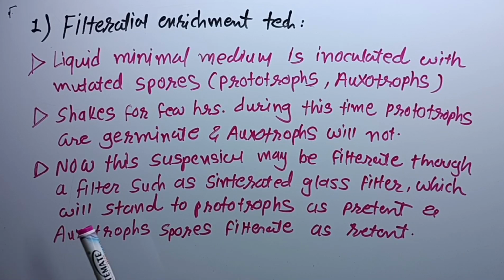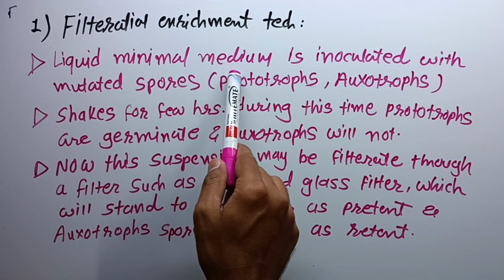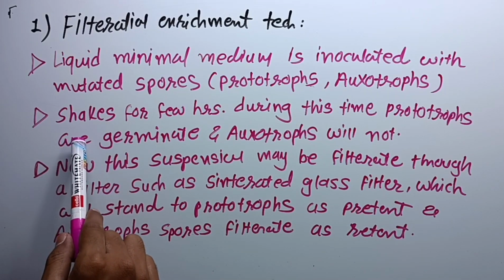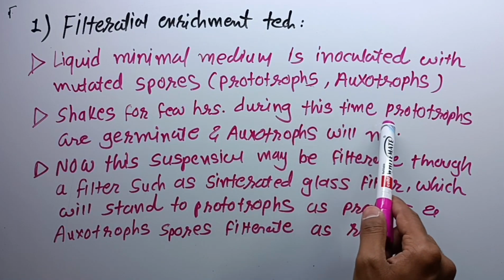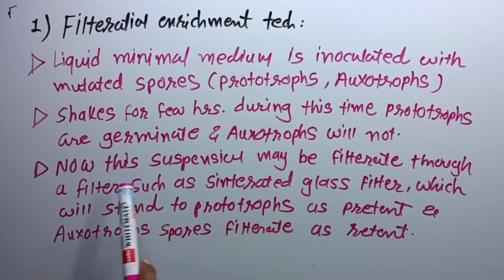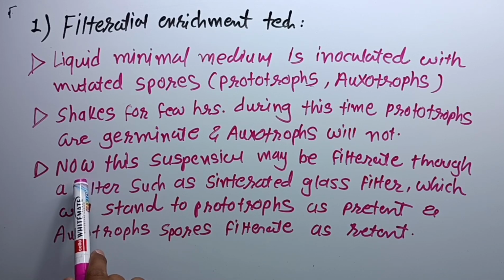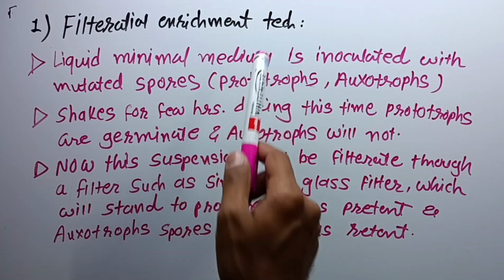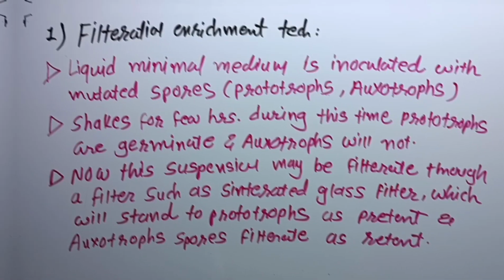Let's see the steps of this filtration enrichment technique. We use liquid minimal medium with inoculation of prototrophs and auxotrophs mutated spores. Then incubation is applied and shaken for a few hours. During this time, prototrophs germinate and auxotrophs will not. At the end, filtration is applied. This suspension is filtered through a filter such as a cylinder glass filter, which will retain the prototrophs as the retentate, and auxotroph spores filter through as the filtrate. So this is the first technique, the filtration enrichment technique, for isolation of auxotrophic mutants.